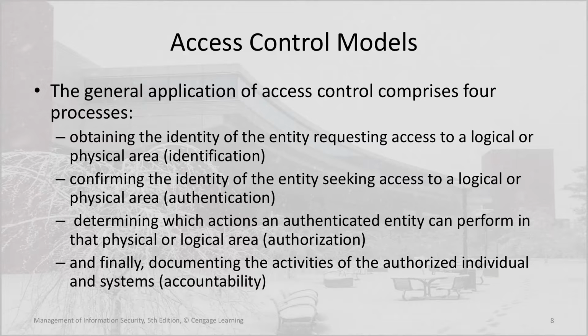The general application of access control comprises 4 processes. First, obtaining the identity of the entity requesting access to a logical or physical area. This is identification. Second, confirming the identity of the entity seeking access to the logical or physical area. This is called authentication. Third, determining which accesses an authenticated entity can perform in that physical or logical area. This is authorization. And finally, documenting the activities of the authorized individual in systems. This is accountability.